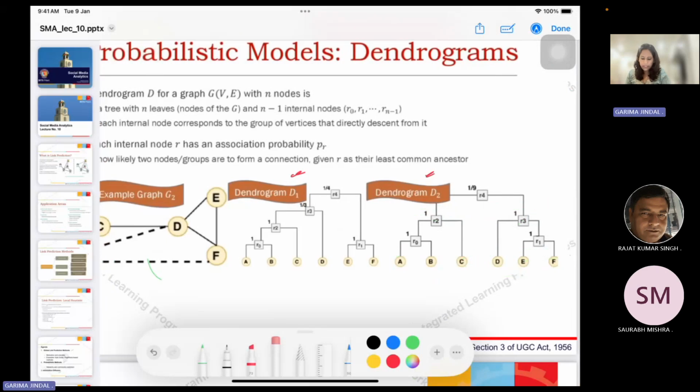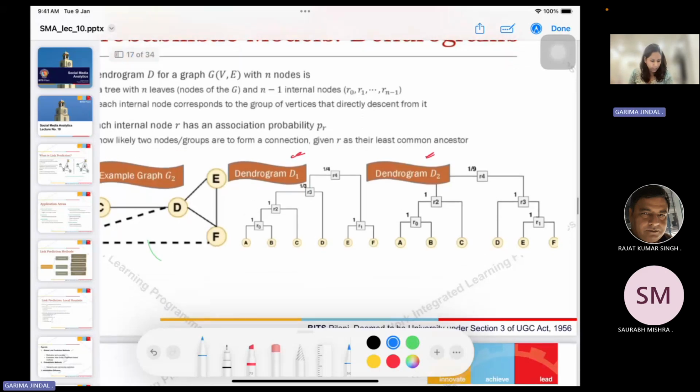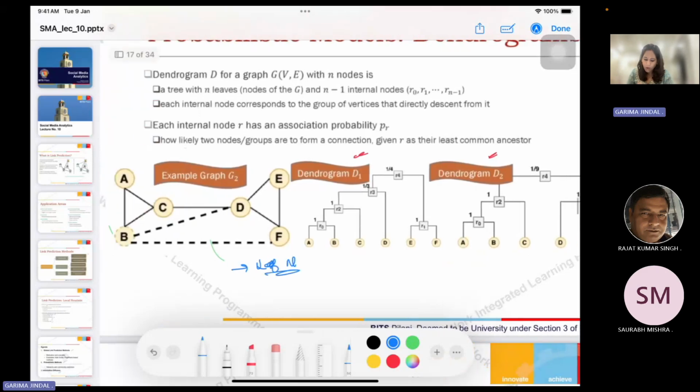So in these dendrograms, there are three terms that you need to understand. The first one is the leaf nodes. What are leaf nodes? All the original nodes will be present at the leaves, and all the original nodes will form your leaf nodes. Then the next term is the internal nodes.